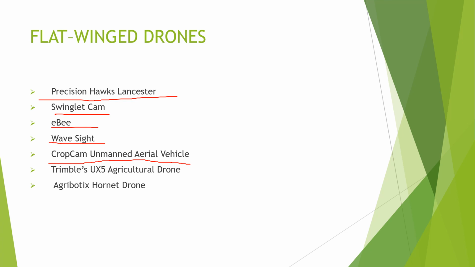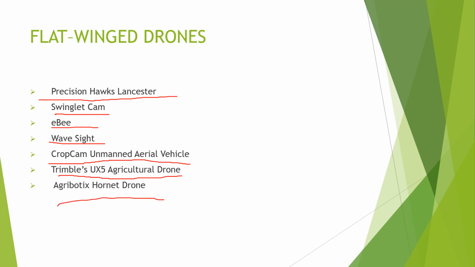And the next drone is the Trimble UX5 agriculture drone. This drone is again a flat wing drone that flies closely to the canopy, and technically it flies at 80 kilometer per hour above the crop fields on a predetermined flight path, and it has a flight endurance of 15 minutes. So it is adapted for high speed aerial imaging.